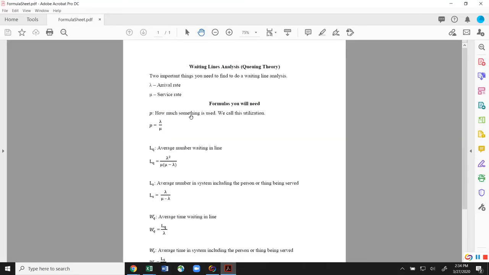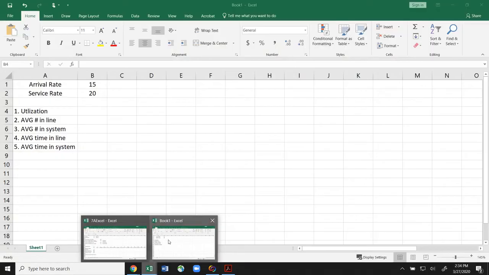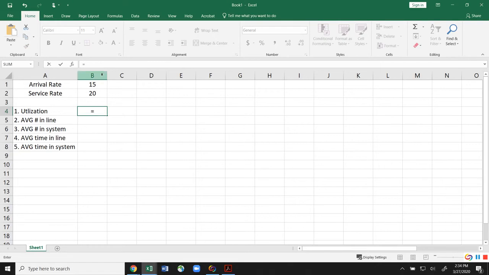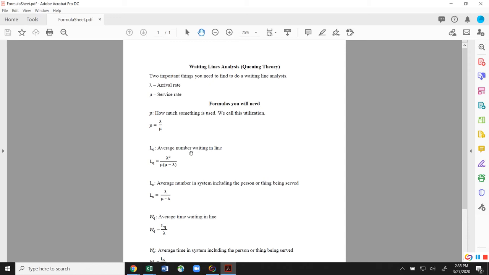So we go over to the formula, we find it, we call this utilization, so that is lambda over mu. Come back over here, it's going to equal lambda divided by mu. So in other words, our service window is working 75% of the time. Now, very important, what's the average number in line? So we're going to go back over to our formula sheet. Average number waiting in line is LQ.